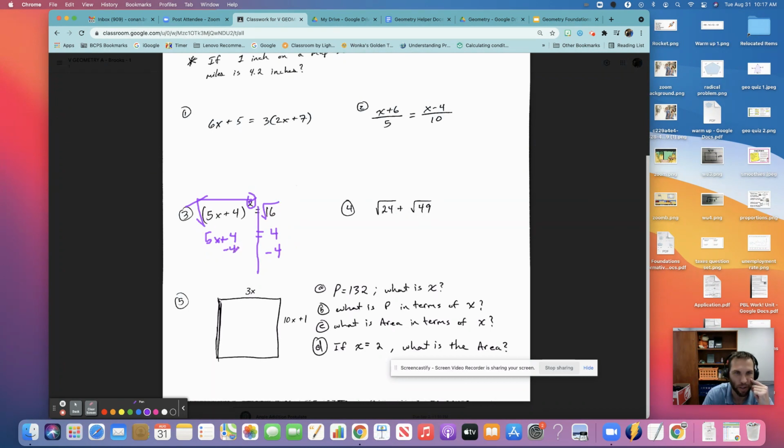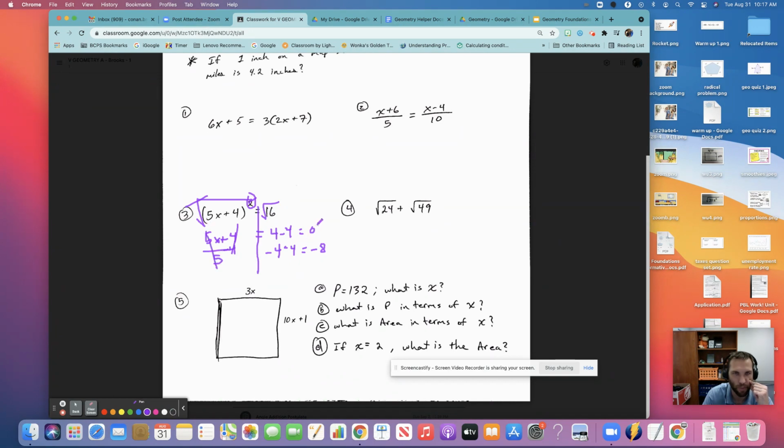And so I'm going to subtract by 4. So I'm going to minus 4, and that's going to be equal to 0. And that's going to be equal to negative 8. And then I'm going to divide by 5.